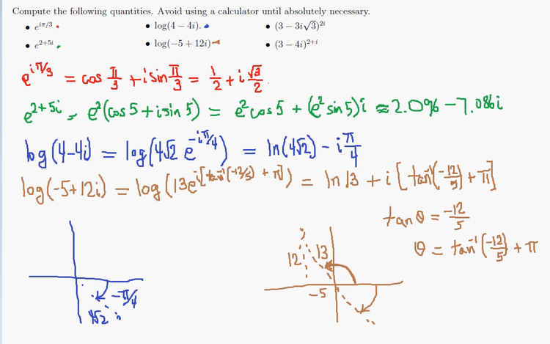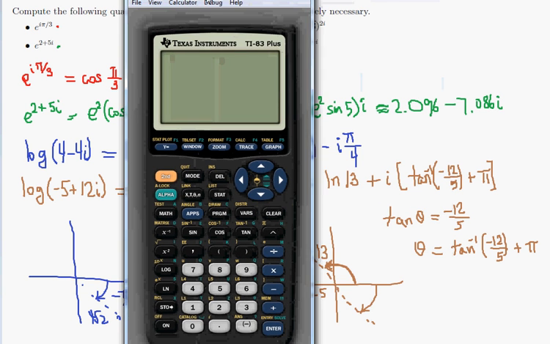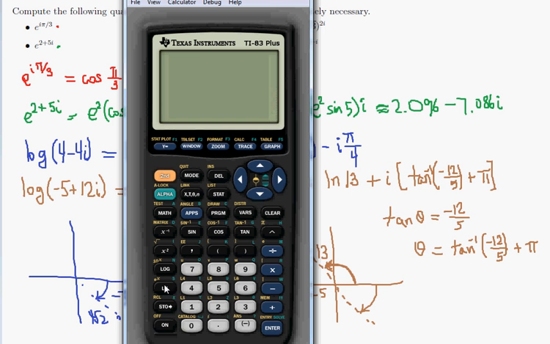Okay, so let's see if that works out in the calculator. So natural log of 13 is 2.565, and the arctangent of negative 12/5 plus pi is about 1.96558. So let's see if this works out. So let's take the natural log of negative 5 plus 12i, and we get 2.5649, the first part, plus the second part, 1.96558i. And so the answer matches what we got in brown.